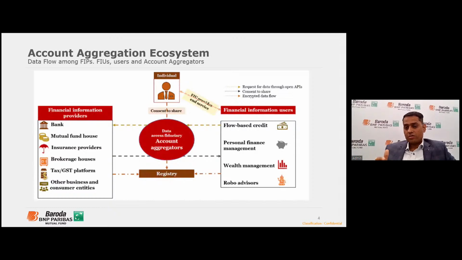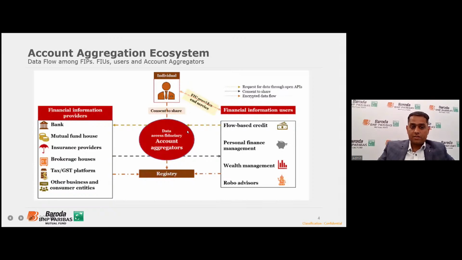And then, of course, in order to maintain independence and transparency, what has been brought in is this set of service providers, segregating an account aggregator from the financial information providers and the financial information users.